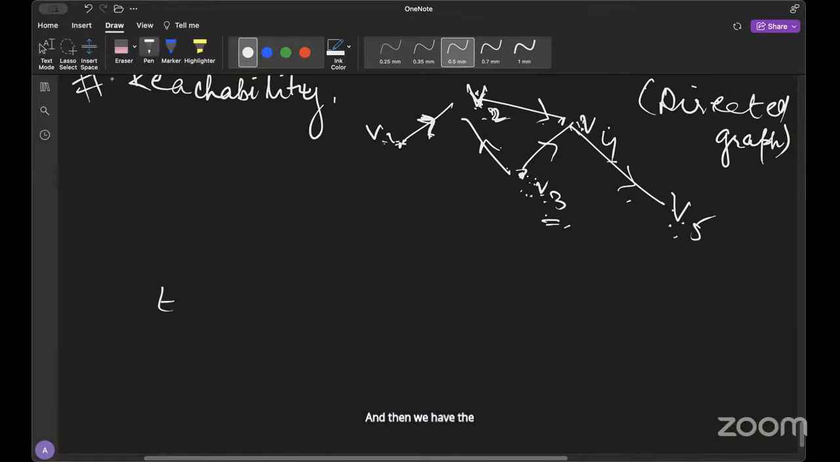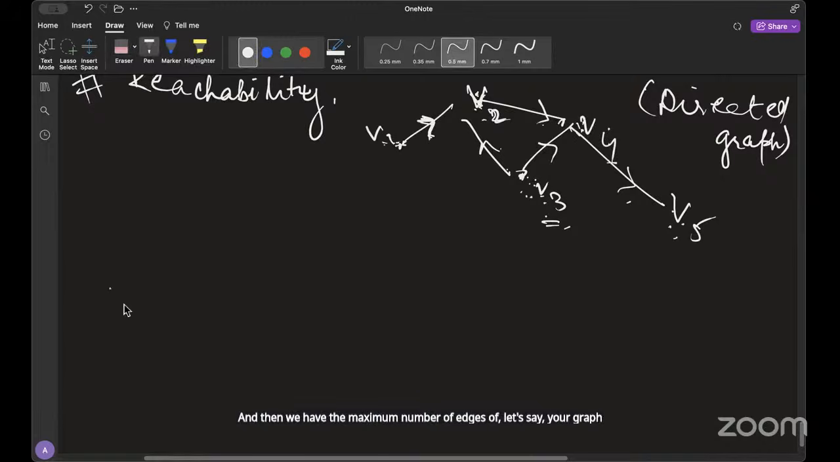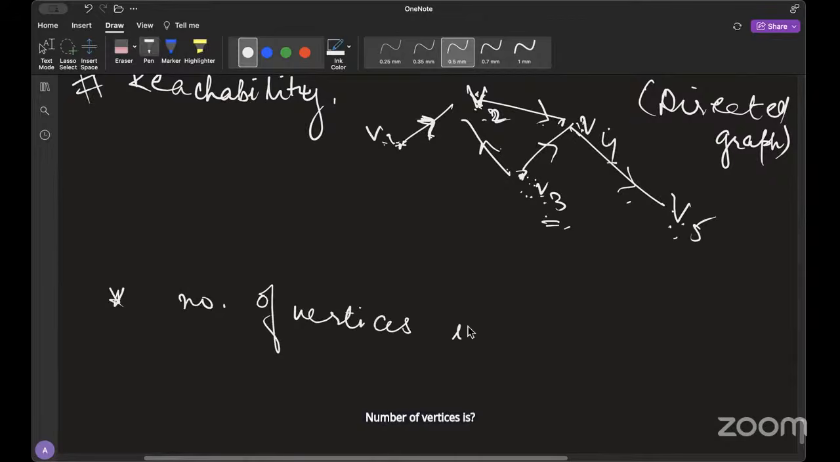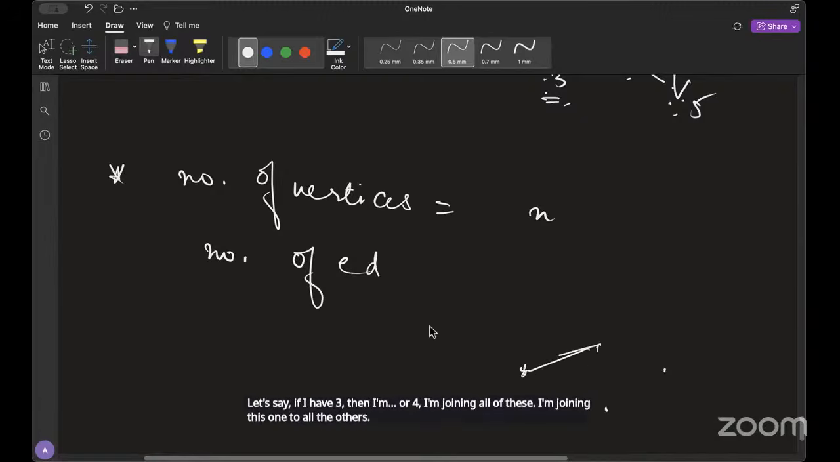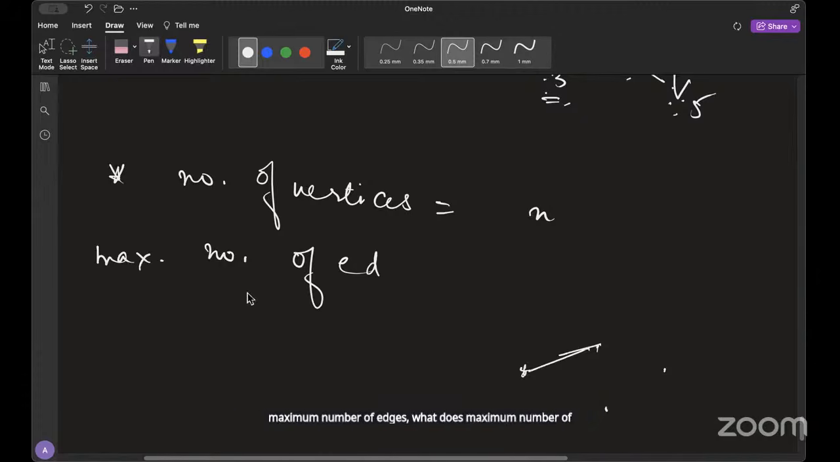And then we have the maximum number of edges. Let's say your graph has n vertices. Then what is the maximum number of edges it can have? Let's say if I have 3 or 4 vertices, I'm joining this one to all the others. Maximum number of edges means every possible edge, I'm drawing it here. So if it's possible, I'm drawing it. So how many maximum number of edges are possible here?